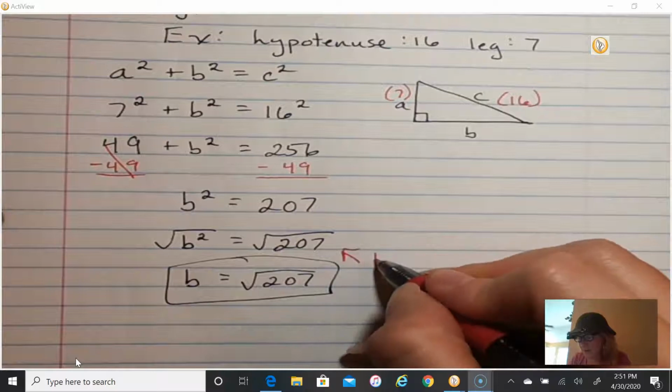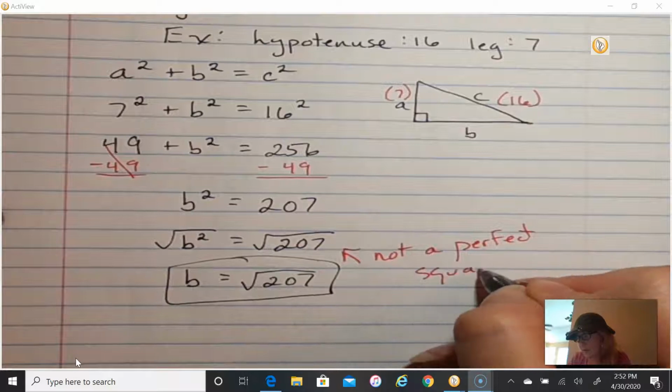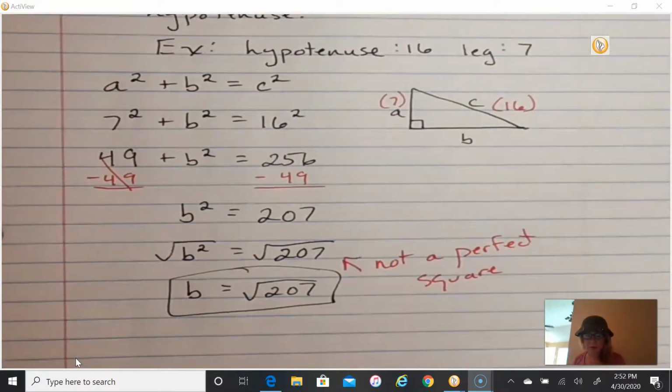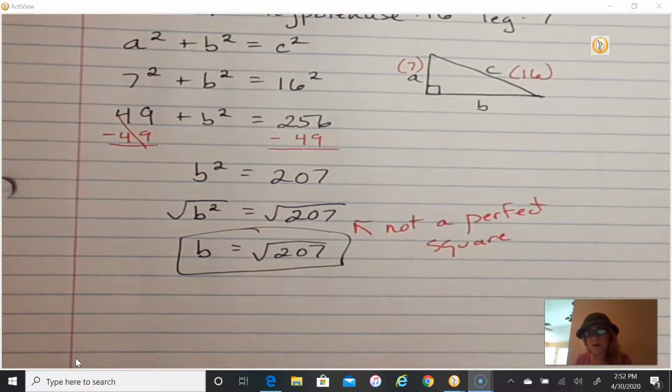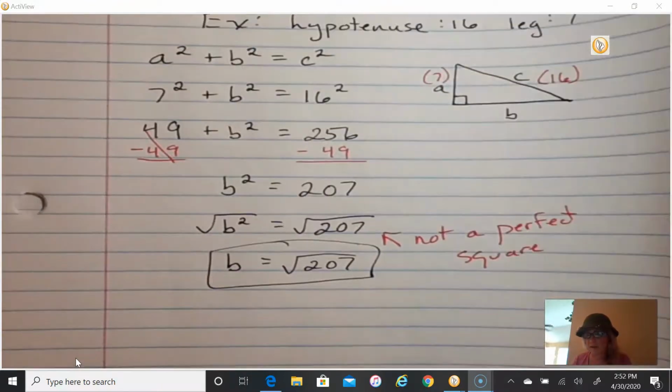Because this is not a perfect square. Now, IXL and everything may require you to do the decimal version. And if you have a calculator and it works like that, which all of you are supposed to have one. I am too, but my daughter took it from me. So, all of you have it. If you do not know how to do the square root on your calculator, contact me and I'll show you. I'll have you just take a screenshot, a picture of the face of your calculator, and I'll circle it and talk you through it, okay?